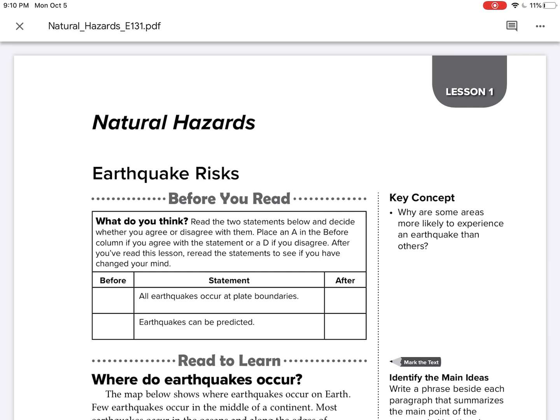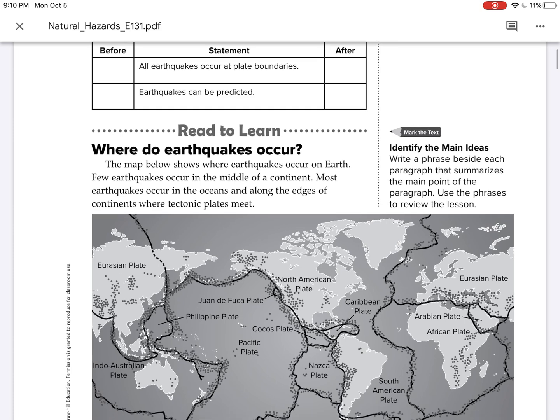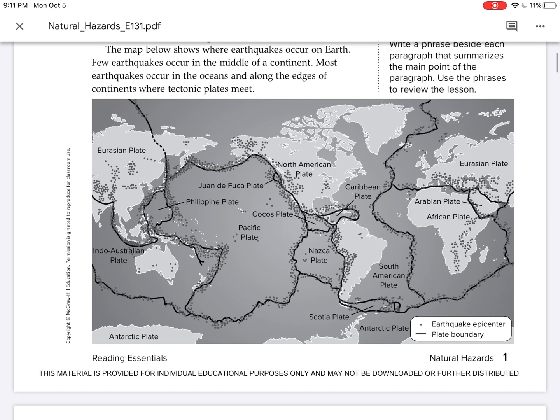Chapter 2, Lesson 1, Earthquake Risk. Where do earthquakes occur? The map below shows where earthquakes occur on Earth. Few earthquakes occur in the middle of a continent. Most earthquakes occur in the oceans and along the edges of the continents where tectonic plates meet.